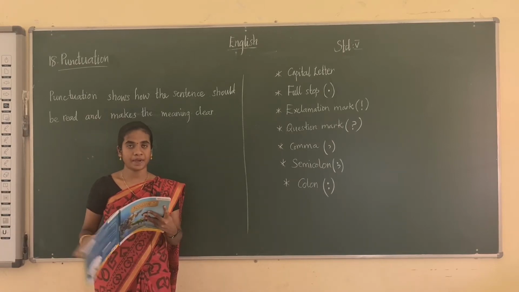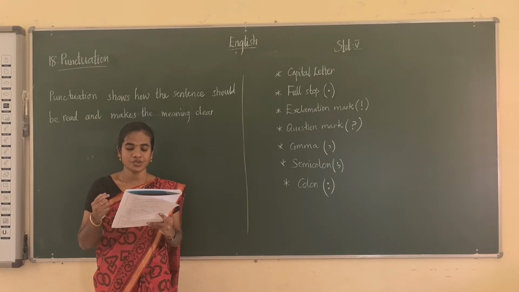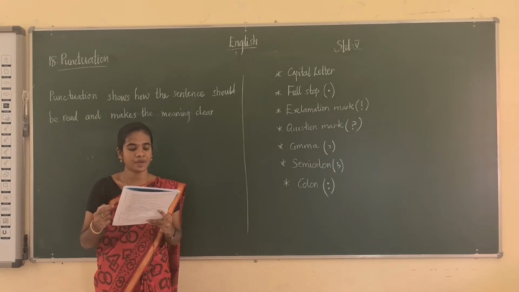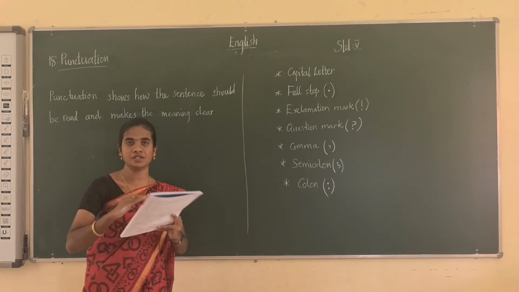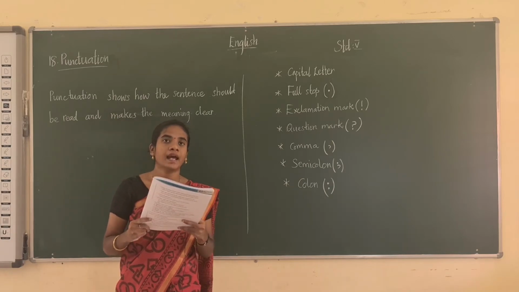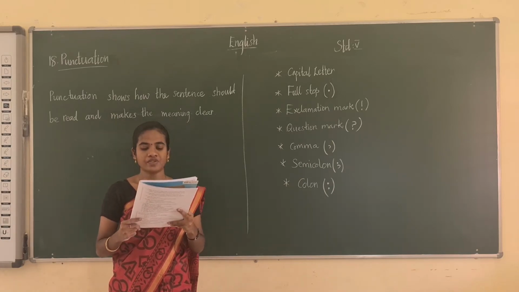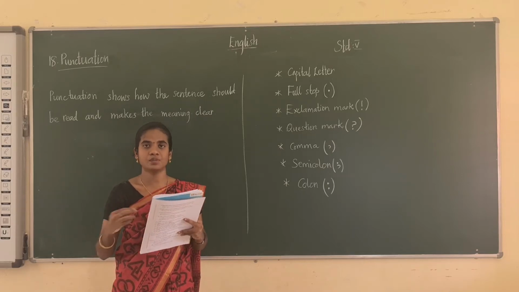So what is a punctuation? Punctuation is a set of signs used to distinguish between different parts of a sentence. So it is a sign used to distinguish, that is, to differentiate between different parts of a sentence. It helps make the meaning of a sentence clear, and helps us make the meaning more clear.